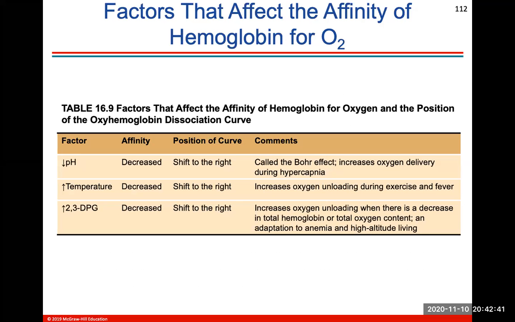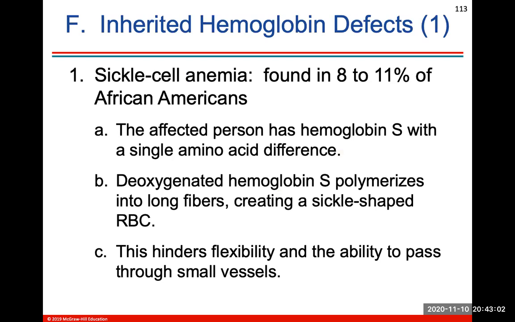I do want you to know the factors that affect the affinity of hemoglobin for oxygen, especially the pH and the temperature. A decrease in pH will shift the curve to the right, and an increase in temperature will shift the curve to the right as well. This just means that oxygen will be more likely to be offloaded more easily from the hemoglobin.